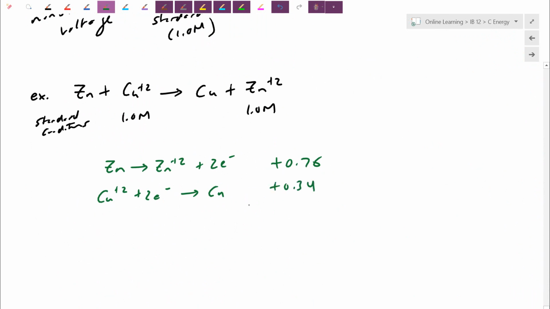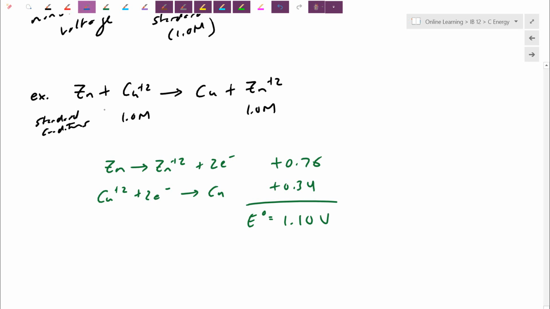When we get the net voltage, I just add those two voltages together, 0.76 plus 0.34. This gives me 1.10 volts. But again, the emphasis here is that this is at standard conditions. Let's say that's my fresh battery, when I happen to have 1 molar copper ions.